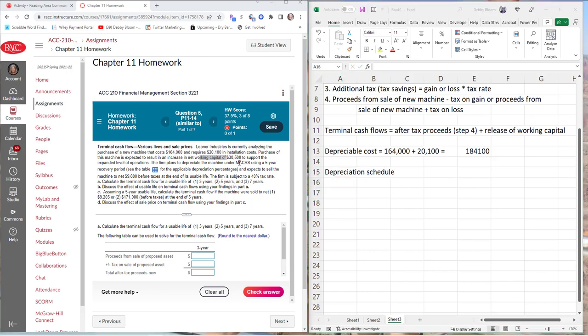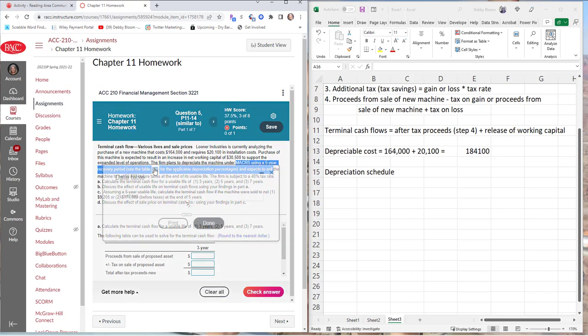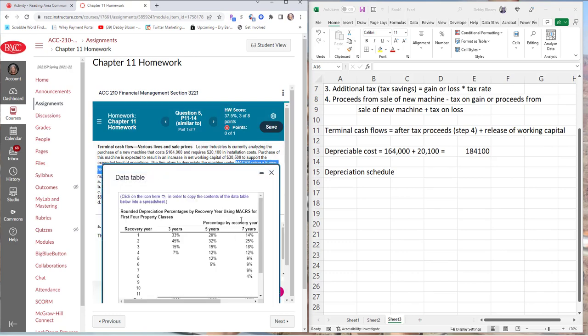So because we're going to depreciate the machine under MACRS using a 5-year recovery period, we're going to bring up our table, and we're going to use that middle column, 5 years. So I'm going to put in my percentages. So we're going to have our year 1, 2, 3. Notice we go up to 6: 4, 5, 6. I know I could use the fill handle.